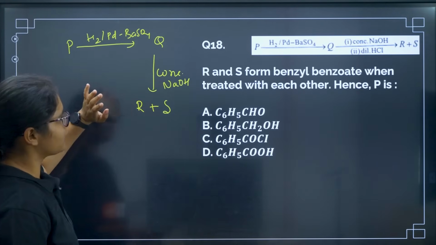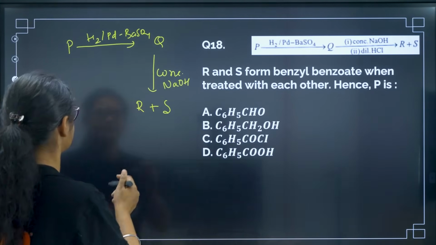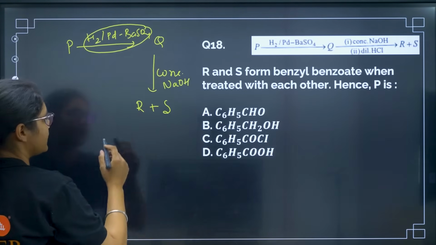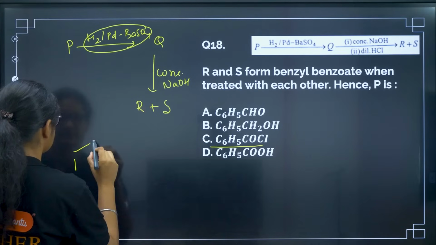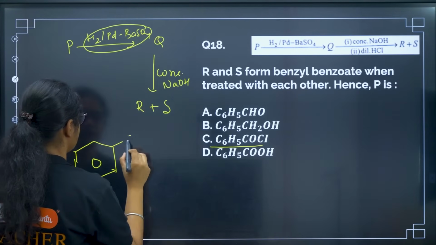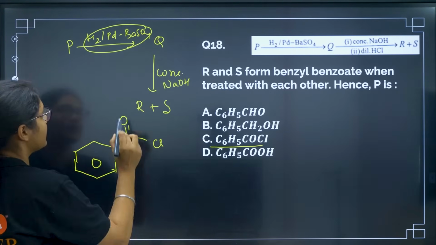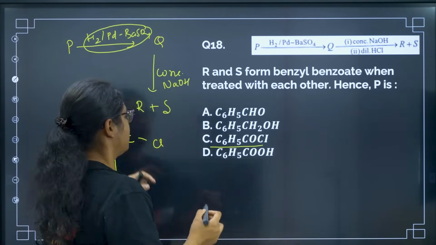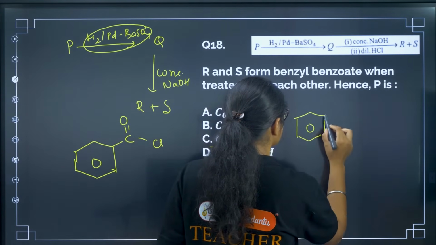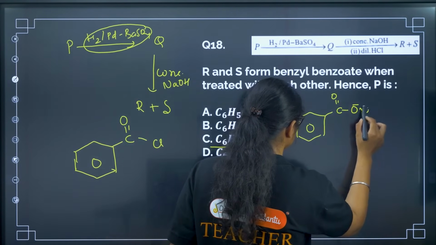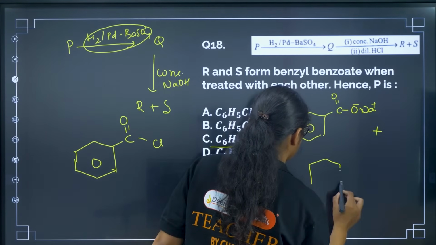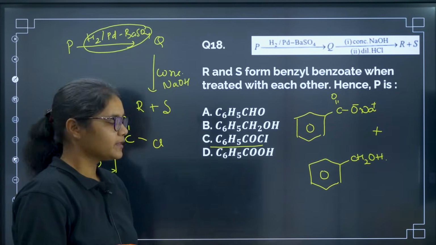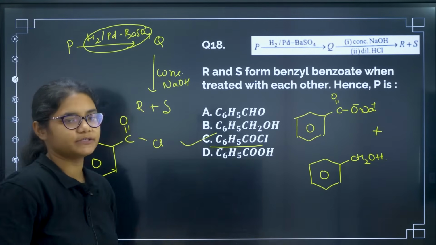Now the question is to find P, right? If you can guess this reagent, it is a very common reagent. So this is your Rosenmund reaction. So we will get this one, right? C6H5COCl, if we treat it with this, we will get benzaldehyde. Benzaldehyde on concentrated NaOH will give us benzoic acid or salt of benzoic acid, and we have benzyl alcohol, right? So the correct answer for this question will be option number C.